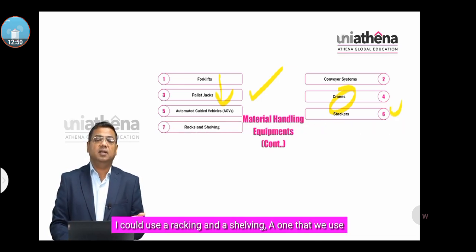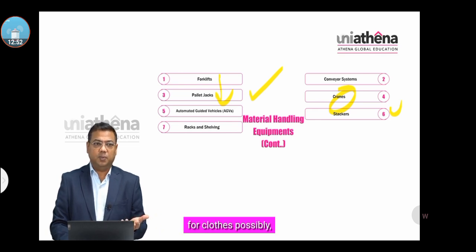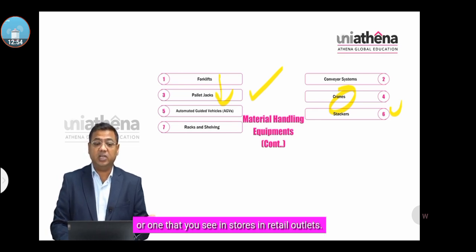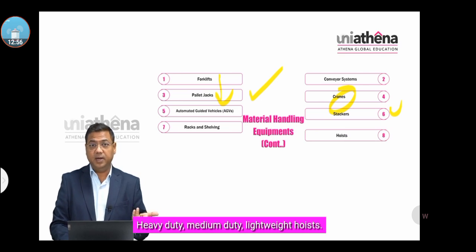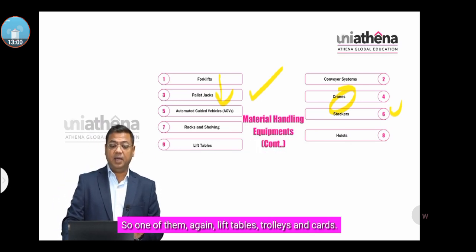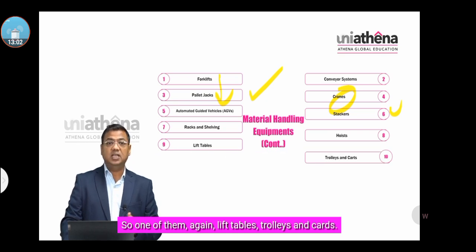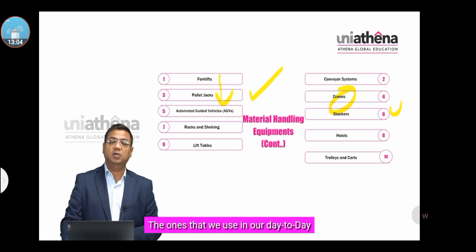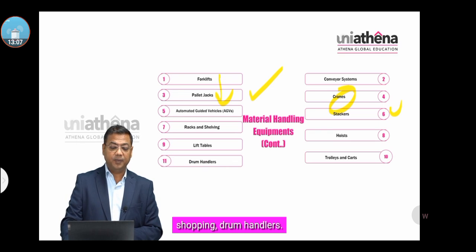I could use racking and shelving, like the ones we use for clothes possibly, or that you see in stores and retail outlets. Heavy duty, medium duty, lightweight. Hoists, so one of them again. Lift tables, trolleys and carts, the ones that we use in our day-to-day shopping.